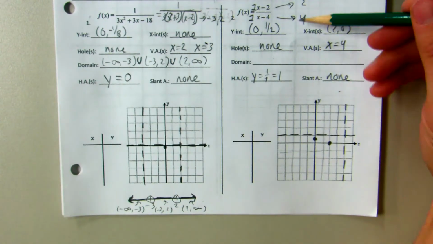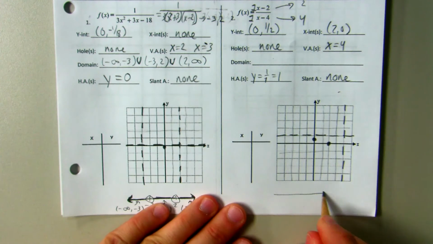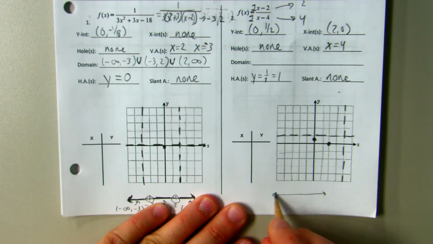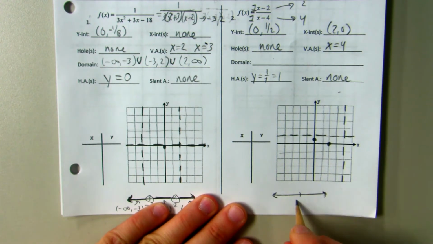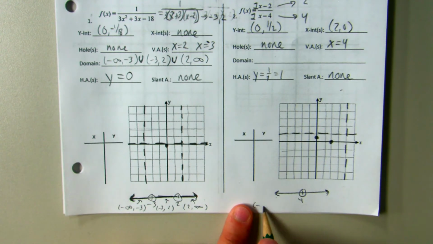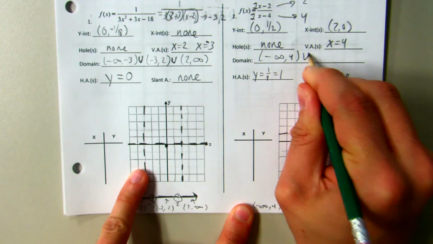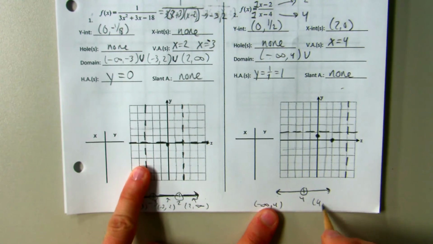Okay, so over here, the only number that made me divide by 0 was 4. So I can plug in any x value I want except for 4. So that means I can plug in x values from -infinity to 4 and 4 to infinity.